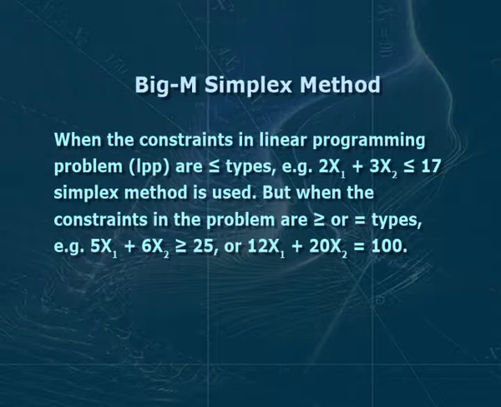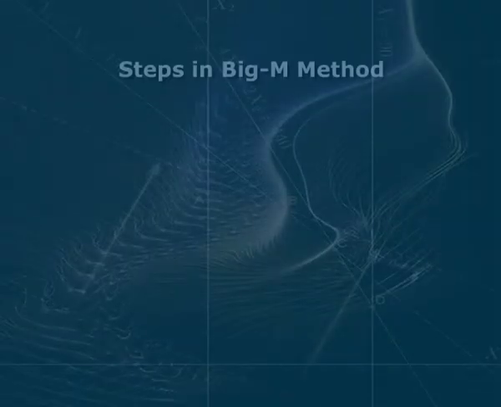But when the constraints in the problem are greater than or equal to types, as for example 5x1 plus 6x2 greater than or equal to 25, or 12x1 plus 20x2 equal to 100, to solve such a problem many methods are available. One of them is the Big M method. This method is also known as the penalty method. Let us see the steps involved in the Big M method.